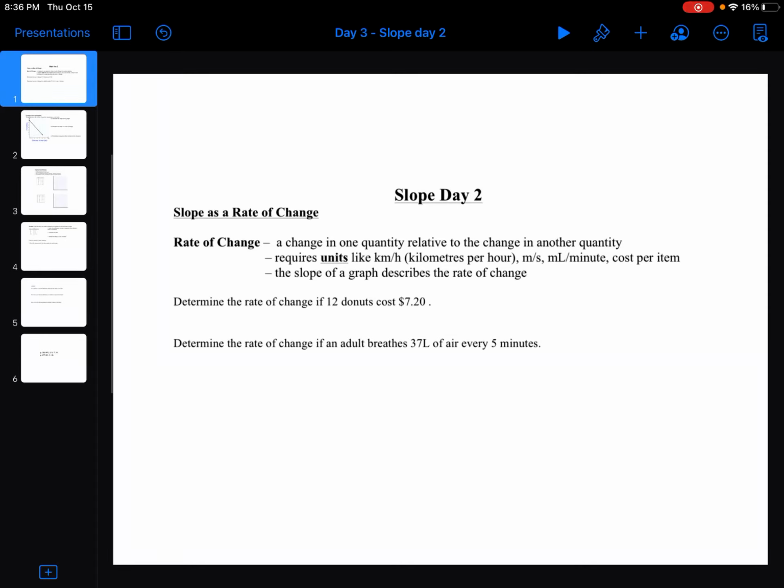Okay, so continuing on with slope. The rate of change is the same as slope. Slope is a rate of change, a change in one quantity relative to the change in another. So what happens to one when something else changes?